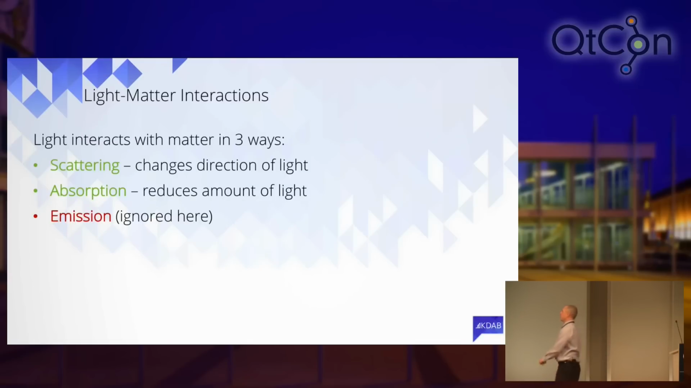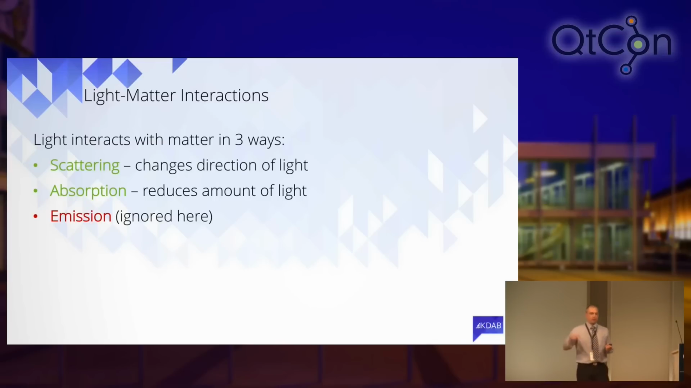Now, we need to consider how light actually interacts with matter so that we can come up with a sensible form for our BRDF function. Now, there's three things light can do. It can be emitted, as in from a light source. We're going to completely ignore that in terms of objects we're trying to render. We're not rendering light bulbs themselves, only the things they're shining on. And the things we are going to consider here in green are scattering and absorption.